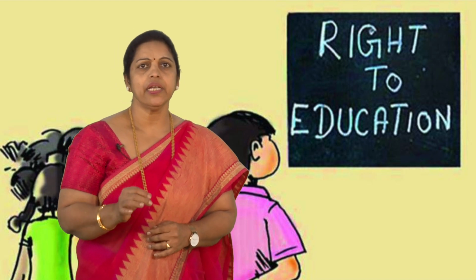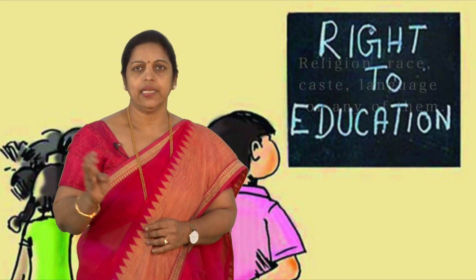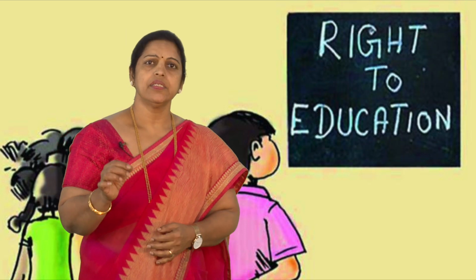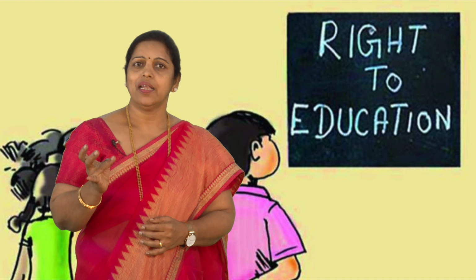Clause 2 of this article lays down that no citizen shall be denied admission by any educational institution maintained by the state or receiving aid out of the state funds on the grounds only of religion, race, caste, language or any of them. This clause will only apply when the discrimination is based on religion, race, caste, language or any of them while admitting students to educational institutions.